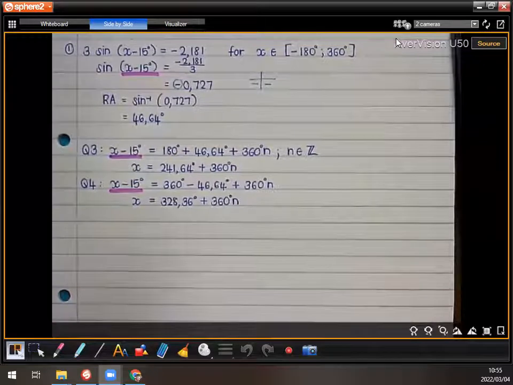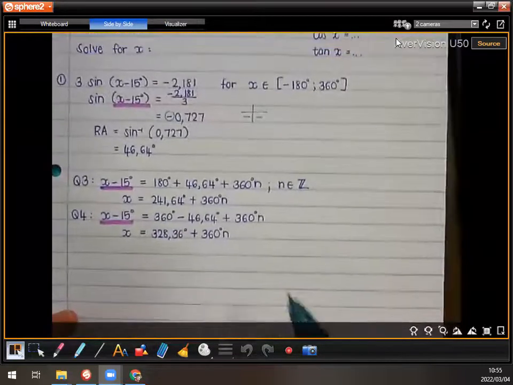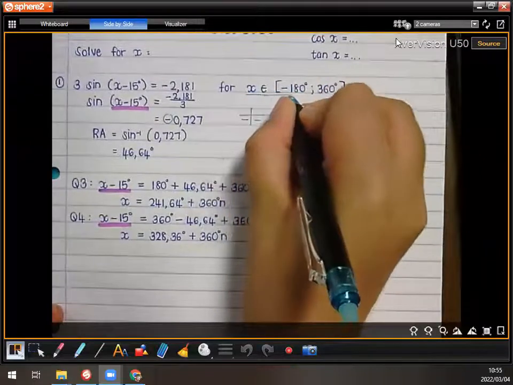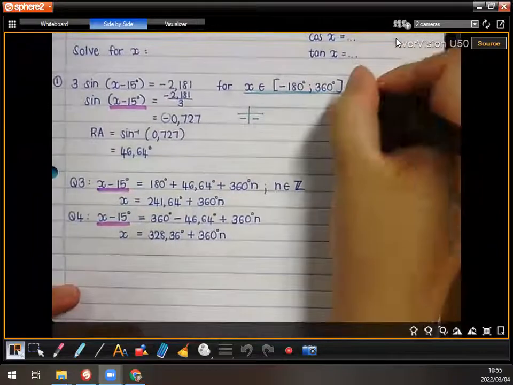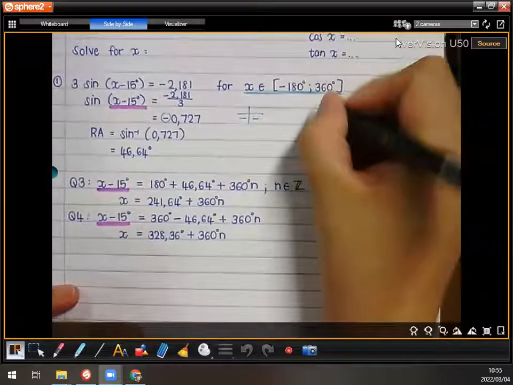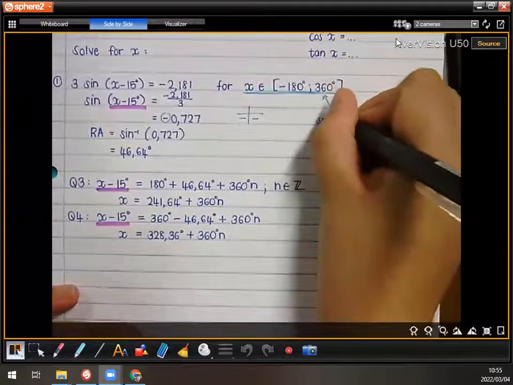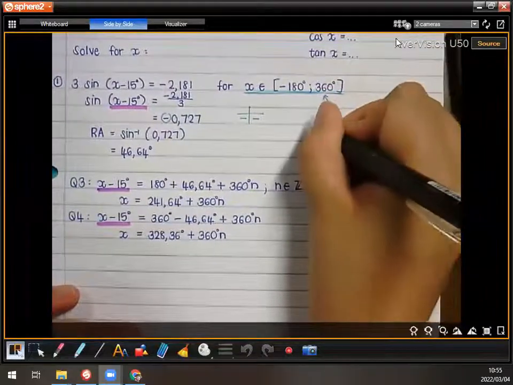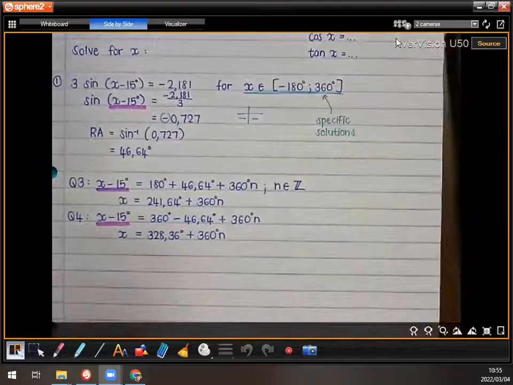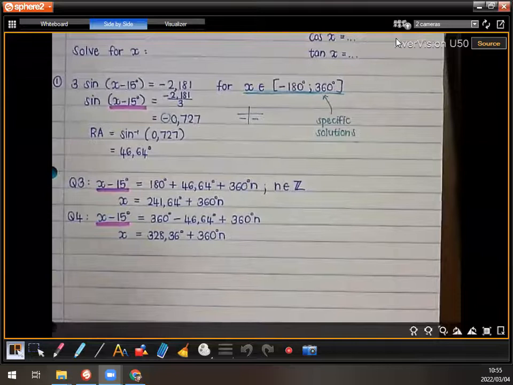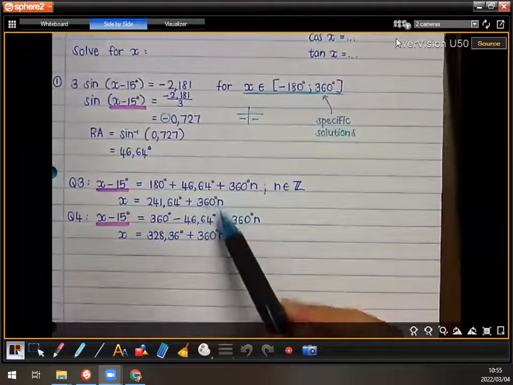Now, guys, if we had just said solve for x, that would be the way we would start. But since they are saying for x, an element of negative 180 to 360, that means that we need to now find the specific solution. Right? So specific, which means that you are going to substitute whole number values for n into both of these two formulas.